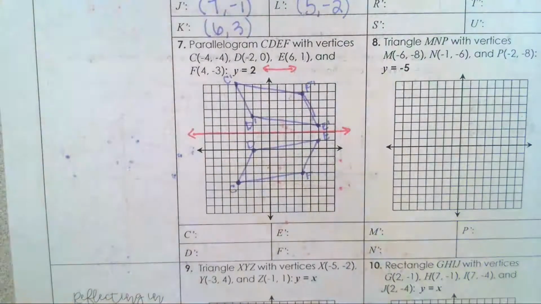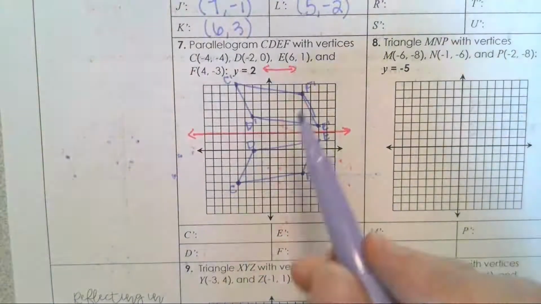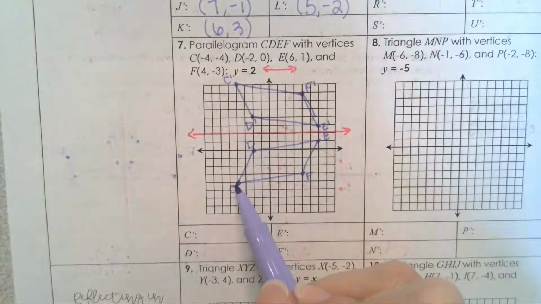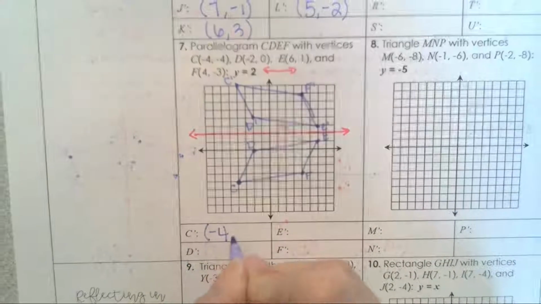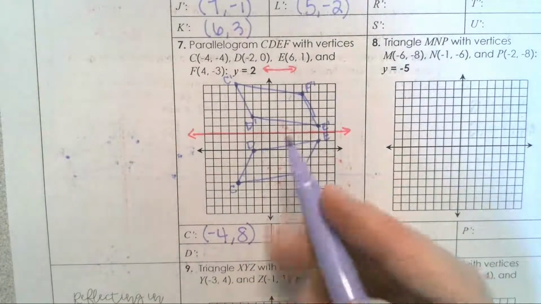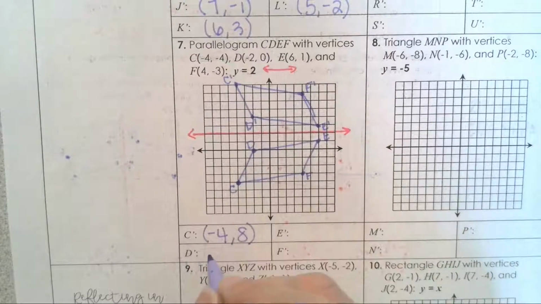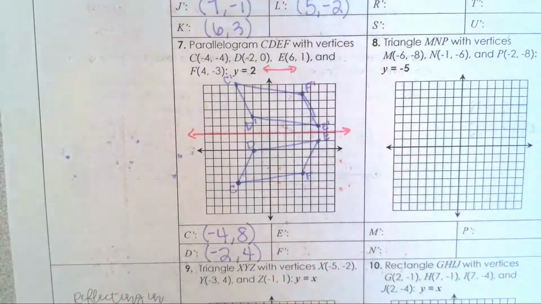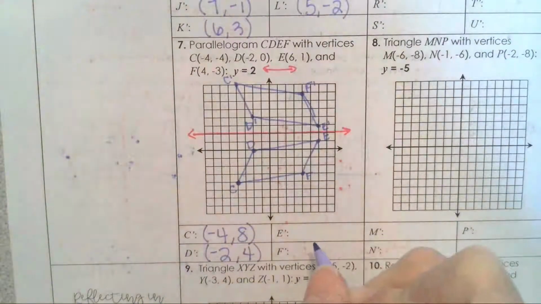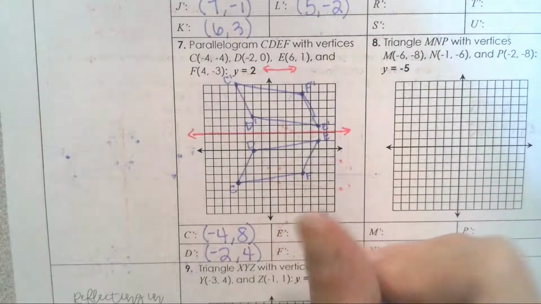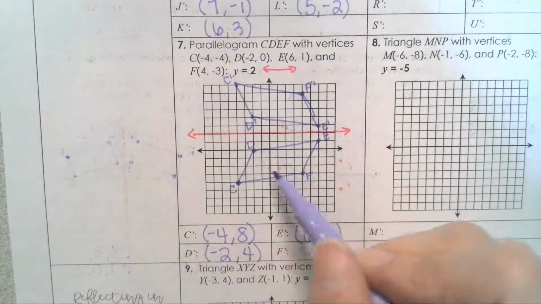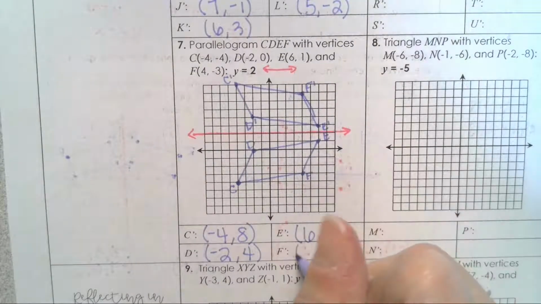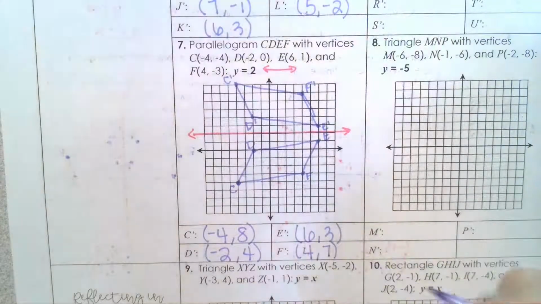And now I'm going to count. So C was at -4, -4. C prime is going to be at -4, 8. D was at -2, 0, and now D prime is at -2, 4. E was at 6, 1, and now E prime is at 6, 3. And then F was at 4, -3, and F prime is now at 4, 7. There you go.